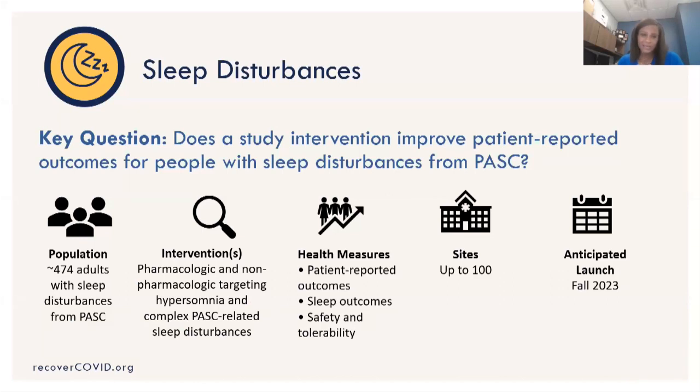A third is the sleep disturbances, and looking at whether or not a study intervention improves patient-reported outcomes for people with sleep disturbances from PASC. There are a number of different types of sleep disturbances. So there's hypersomnia, for example, but there's also things like circadian rhythm disorders or insomnia. So we will be looking at these phenotypes separately for now, and enrolling approximately 474 adults with sleep disturbances, predominantly hypersomnia from PASC. Also looking at things like patient-reported outcomes, sleep outcomes.